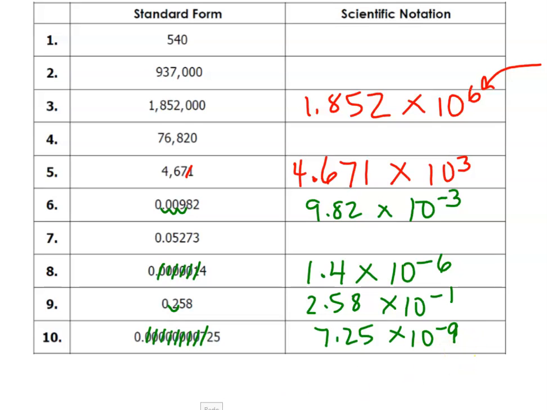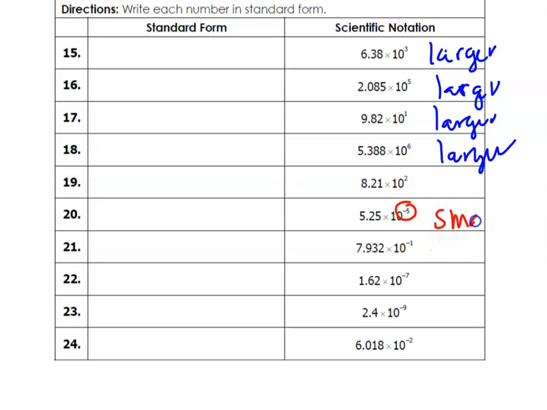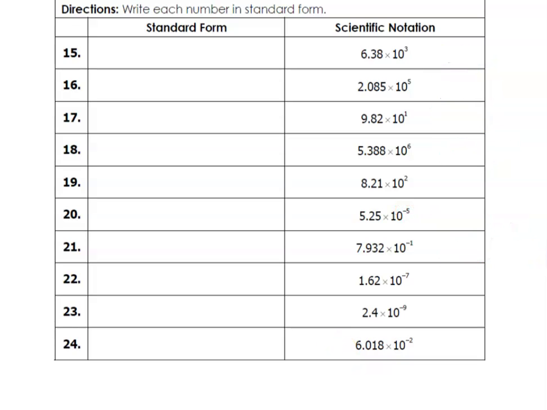All right, let's convert the opposite way. Let's turn these scientific numbers back into standard form. So these have positive powers, so these numbers are going to get larger. You see that? But these numbers down here have negative powers, so they're going to get smaller. So it's good to have an understanding of those positive and negative powers.